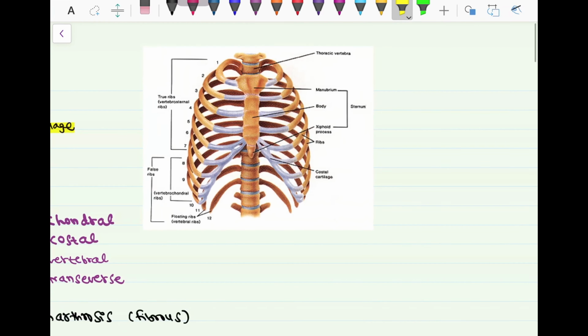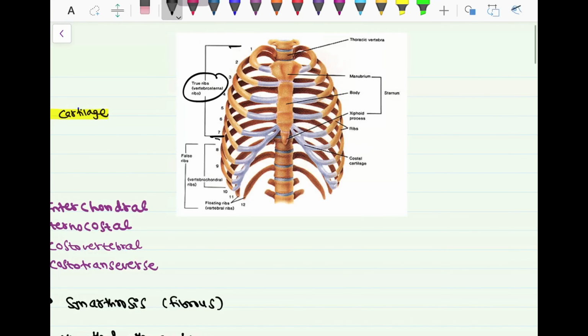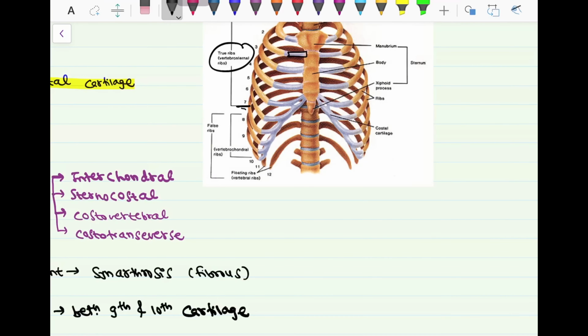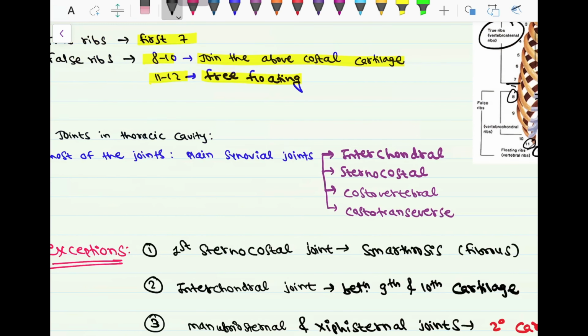Okay. So the first 7 are true ribs, and they are called true ribs because they form sternocostal joint. Okay, and these false ribs are 8 to 12 because they join the above costal cartilage in order to connect to the sternum. Okay, and 11 and 12 ribs are called floating ribs.